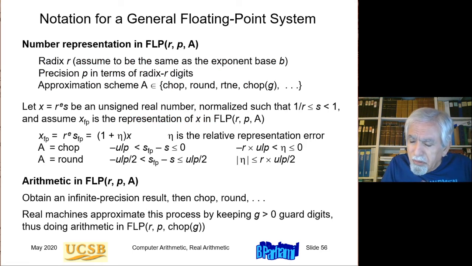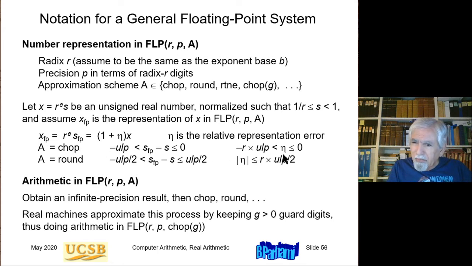In order to make our discussion precise, we are going to consider a floating point system, FLP, in radix r, p digits of precision, meaning that our significands have p digits after the radix point, and an approximation scheme that we choose. Examples of approximation schemes are chopping. So when a result has extra digits compared with what we can accommodate, we simply chop the extra digits.